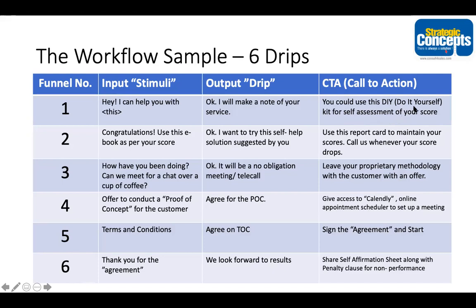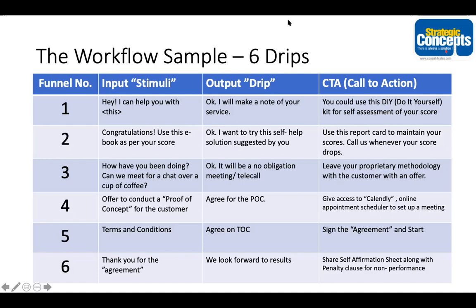Now, what do I mean by this? If you have started by saying, hey, I can help you with cancer-free katha, and the customer says, okay, I'll make a note of your service, and along with that you give a do-it-yourself kit, that is, please download this kit and assess for yourself how much chemical percentage is there in the katha that you're buying right now. Do you understand what I mean? Or in case of real estate, you would say that enclosed, please find a do-it-yourself kit, which will show you how much your property in a particular area has appreciated in the last 10 years. You get what I mean?